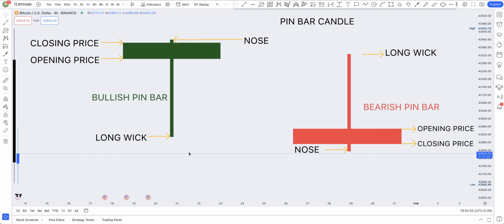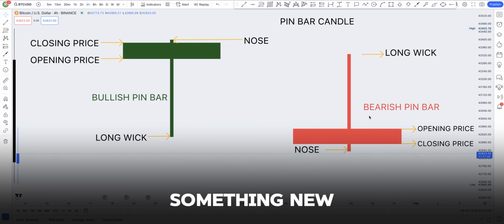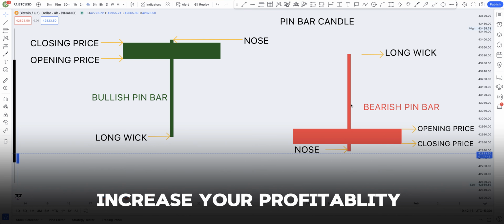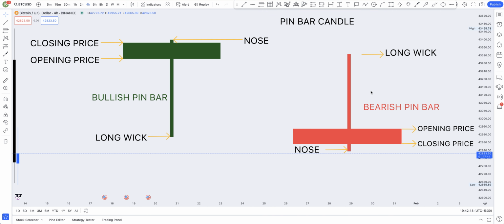Now when you look on my screen, this is just one of the candlestick patterns. I'll also talk about the next one, so follow me throughout this video, and I can bet that at the end of this video you are going to learn something new and also increase your profitability when it comes to forex trading.